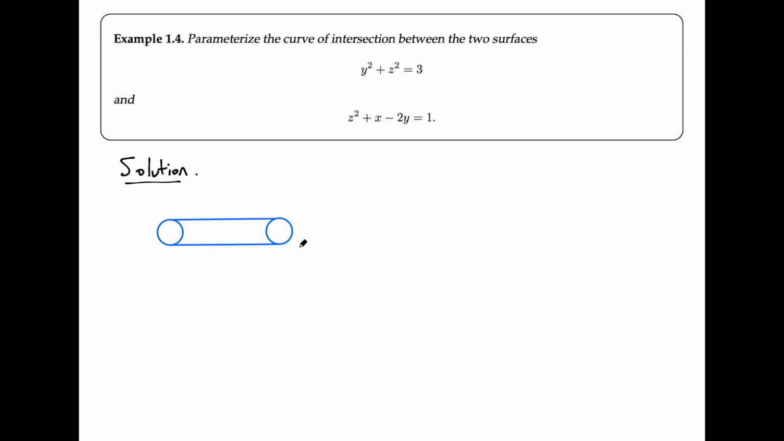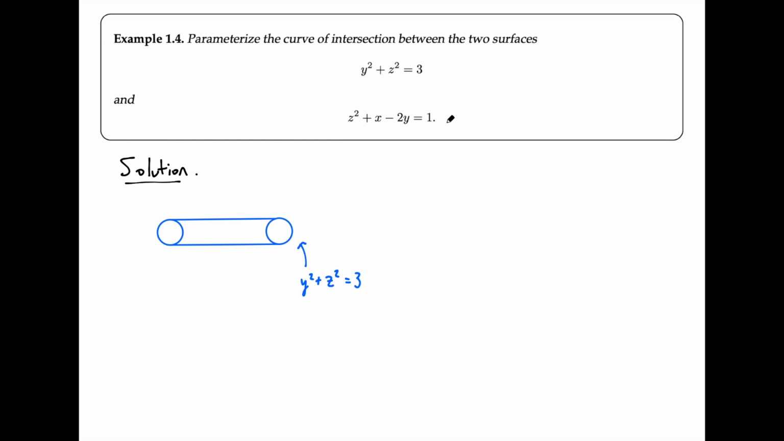Okay, so here's this cylinder in blue. Like I said, this represents y squared plus z squared equals 3. You can think about these vertical cross sections, if I chop through like this, as being the yz plane. And when you chop through like this, you get the circle y squared plus z squared equals 3.